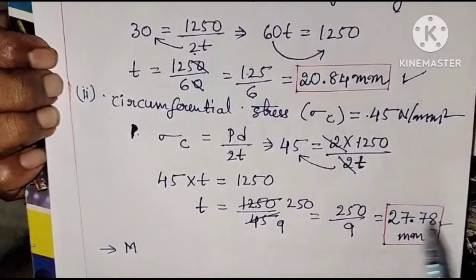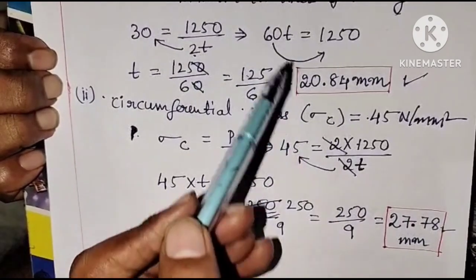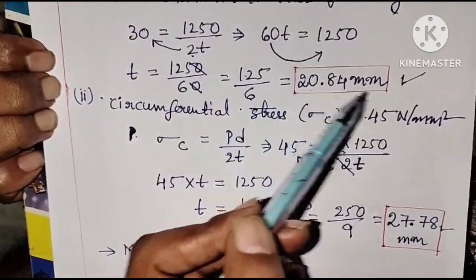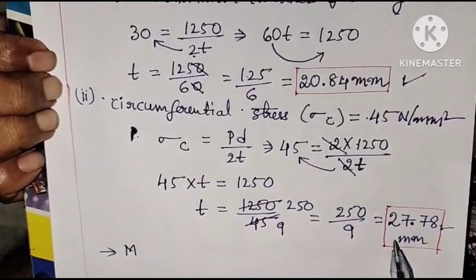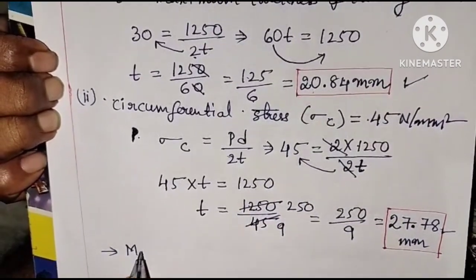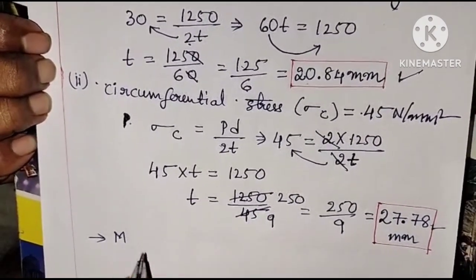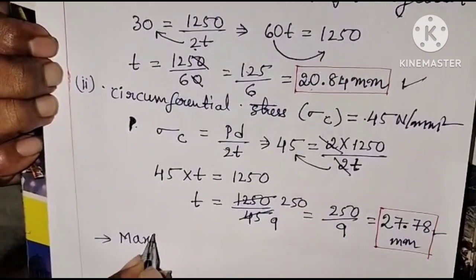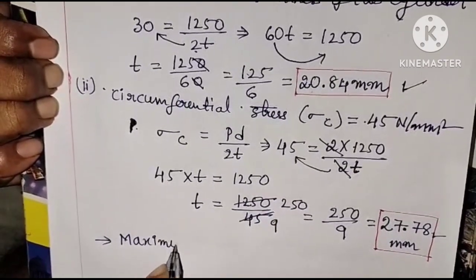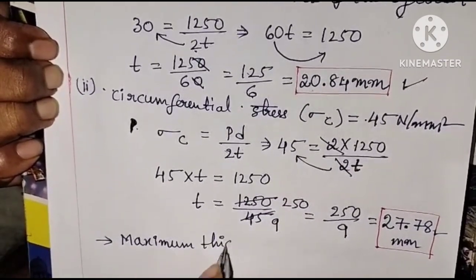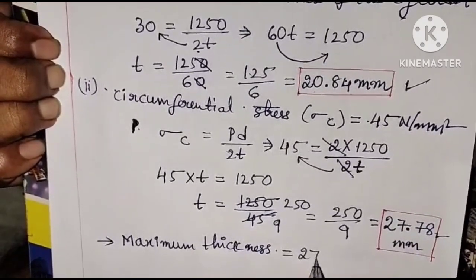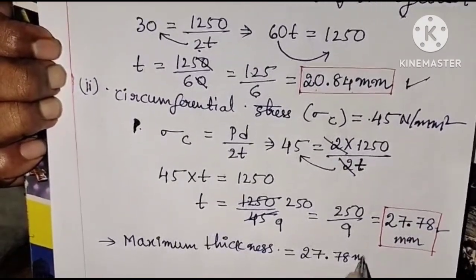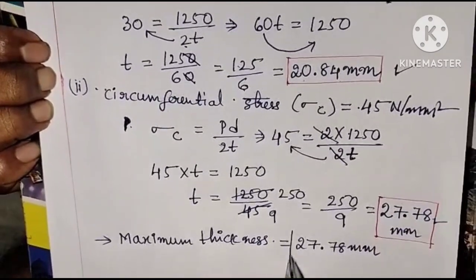Okay, so to avoid failure we consider the maximum of these two. Here we have two thicknesses, 20.84 mm and 27.78 mm. Which one is the larger value? By taking the larger value we can avoid failure of the thin cylinder. Therefore the maximum thickness of the cylinder is 27.78 mm.